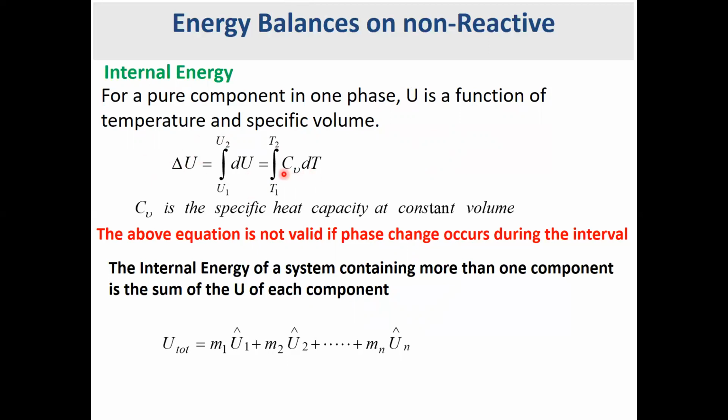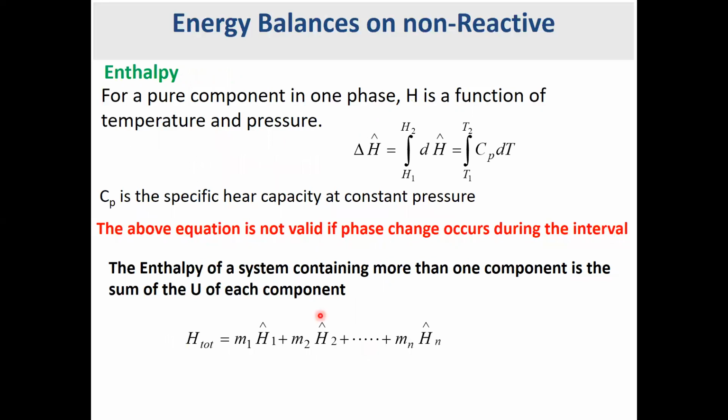Delta U is equal to the integral of Cv dT from T1 to T2, the change of temperature. In this formula, Cv is the specific heat capacity at constant volume. You can only use this formula when there is no change of phase, right? I will let you know what to do if you have phase changes. The internal energy of a system that has more than one component is the sum of the internal energy of each component multiplied by its mass. I think this one is not new to you as well.